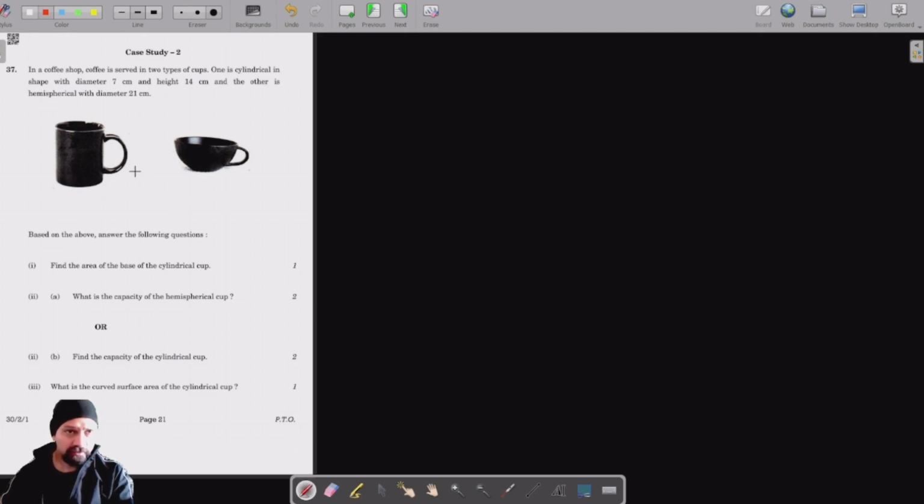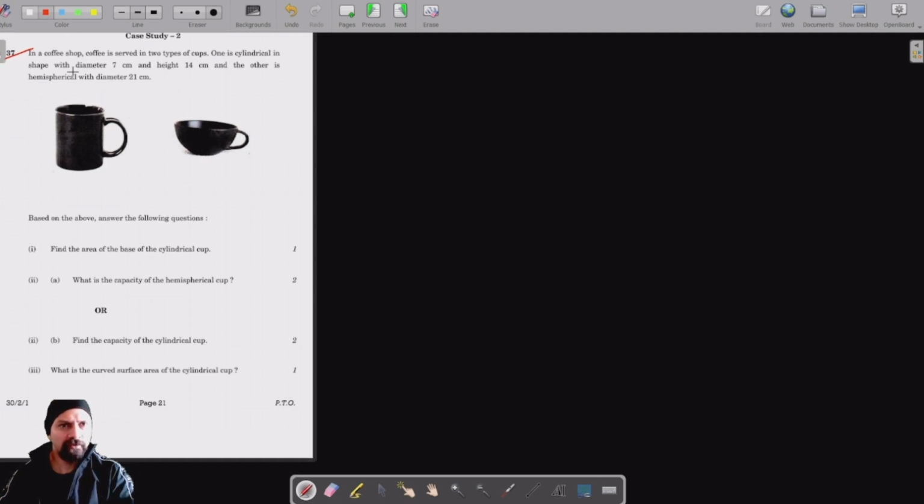Okay, for question number 37, it's given that in a coffee shop, coffee is served in two types of cup. One is cylindrical in shape with diameter 7 centimeter and height 14 centimeter. This cup has diameter 7 centimeter, the cylindrical one, and the other is hemispherical, and this has diameter 21 centimeter. Now the height of this cup is 14 centimeter.